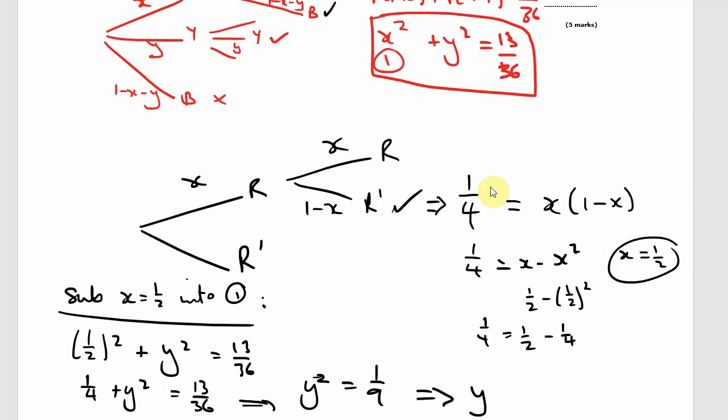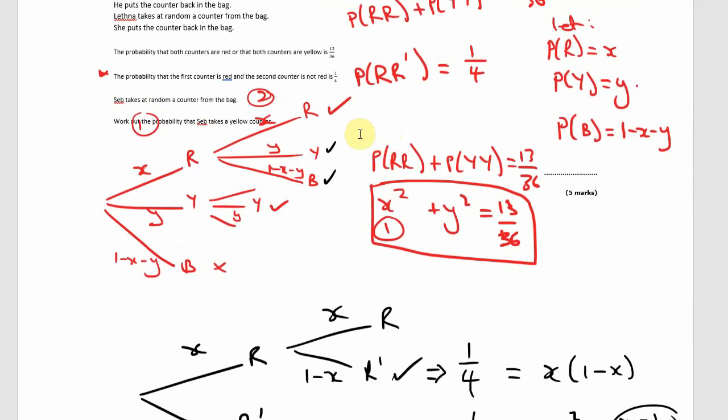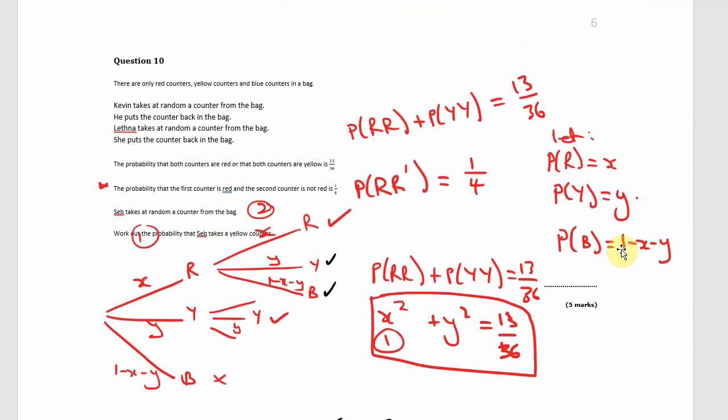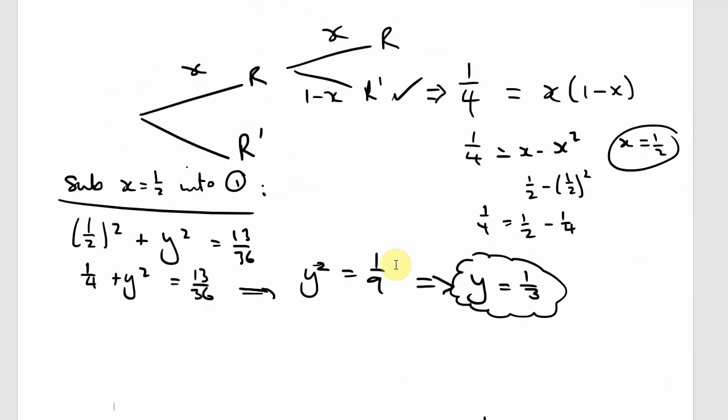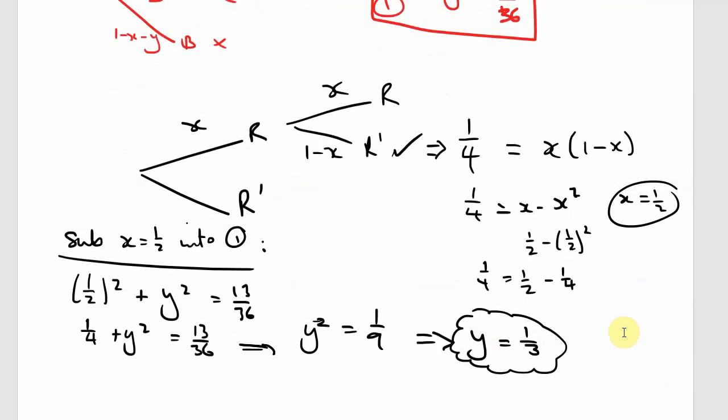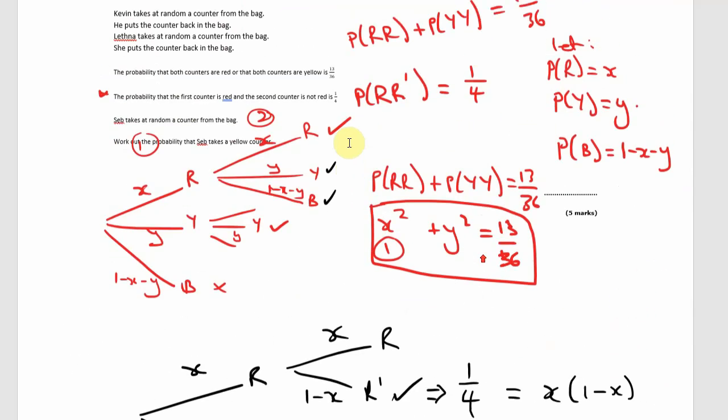So then when we square root that, y is going to be a third. So we've got x as a half, y is a third. Let's actually see what the question's asking us again. Find the probability of Seb taking a yellow counter. Well, we've said that the probability of yellow is y, and we've found that y is a third. So in fact, the probability of a yellow counter is a third.